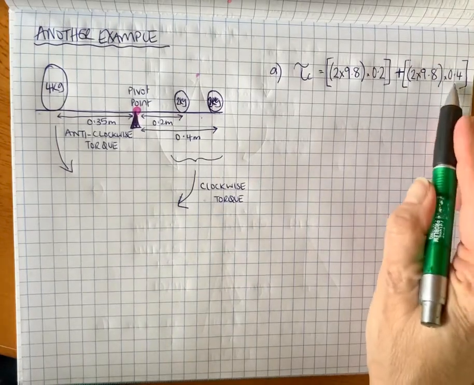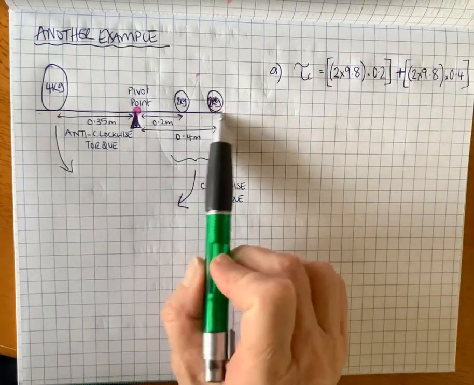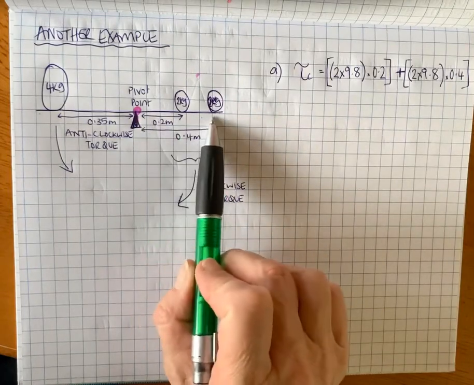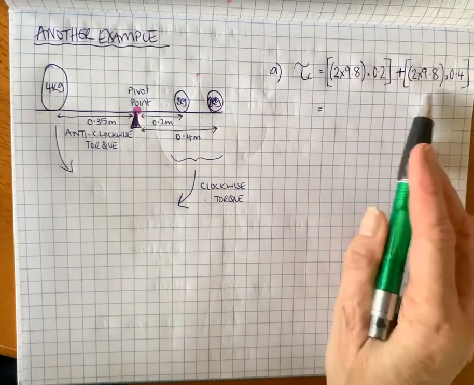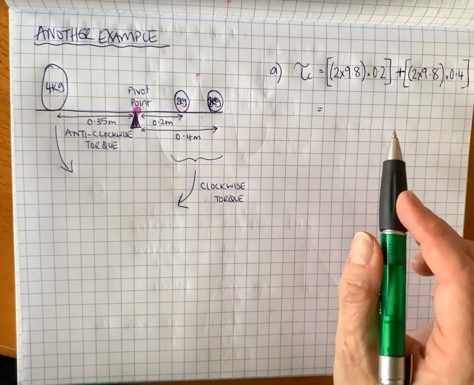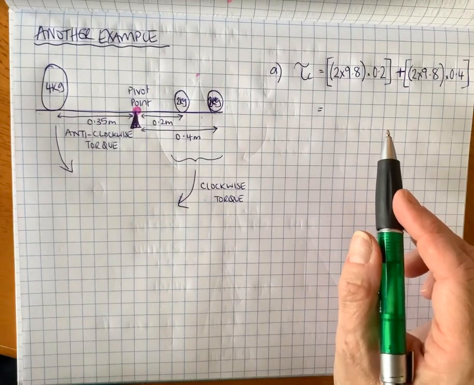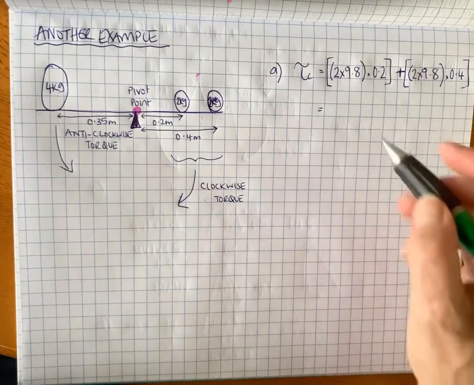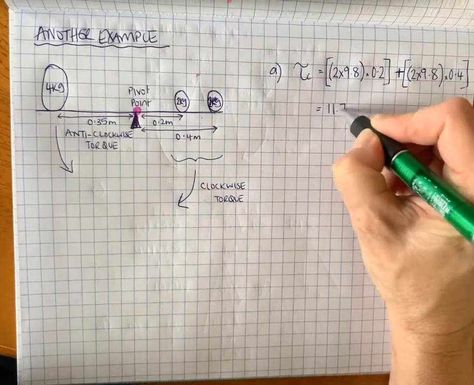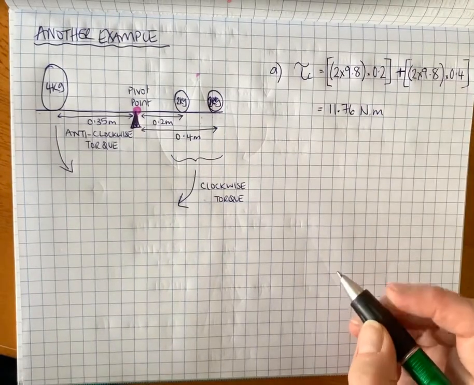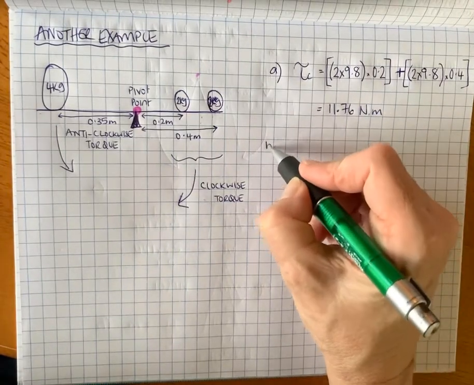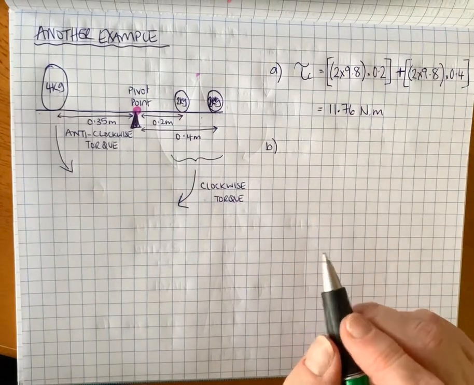Now the reason we multiply by 0.4 is because this second egg here is 0.4 of a metre away from the pivot point. Now if you've used lots of brackets, you can put that all in your calculator in one go, and you would get 11.76 Newton metres. I'm just going to leave it at 4 significant figures for now, just the way the questions work.